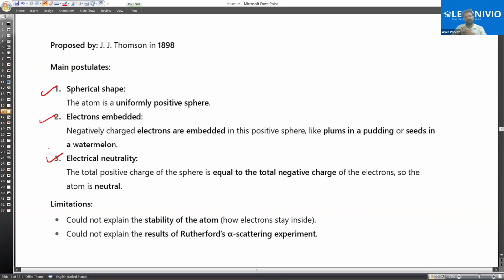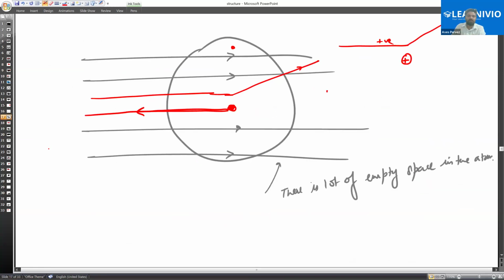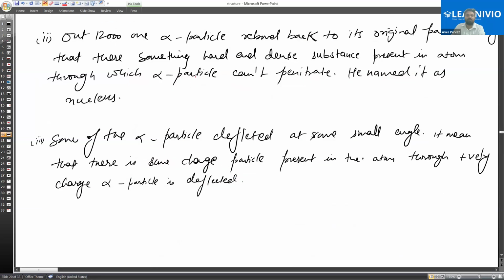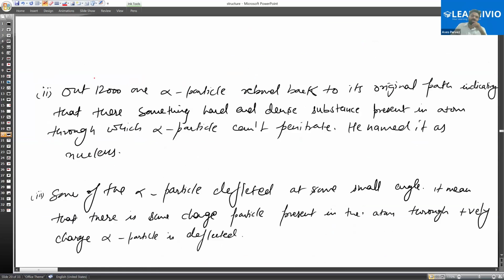So here we have a spherical shape. Everyone please concentrate here. What were the results of the alpha particle experiment? First you can write from your own side what was the result of the first one: most of the alpha particles go straight, indicating that. Now write down the conclusions of the Rutherford model.